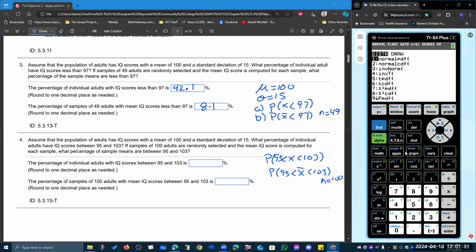Second distribution 2, and we want 95 to 103, and put that back to 15. First question, and this is going to be 20 point, well, that 9 rounds up to a 10, so 21.0.